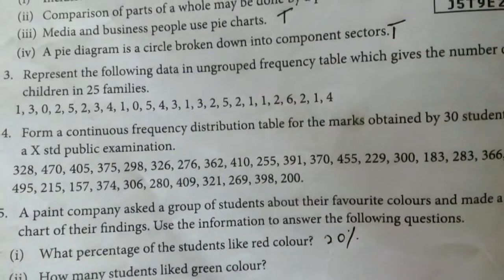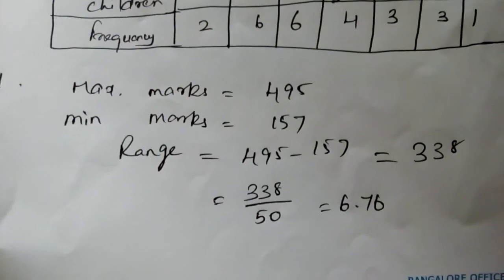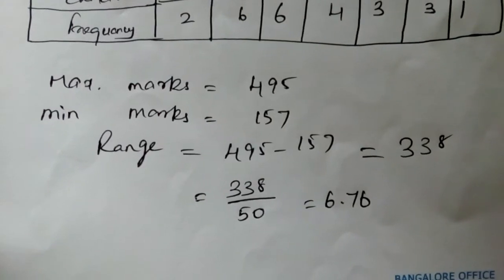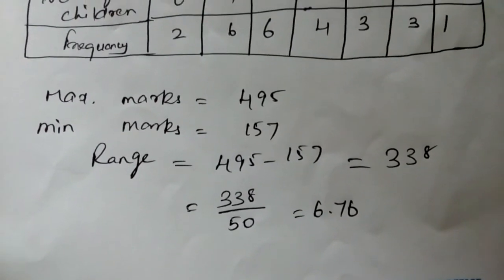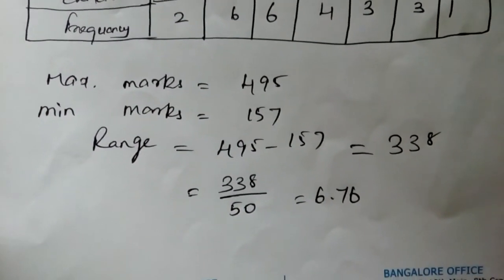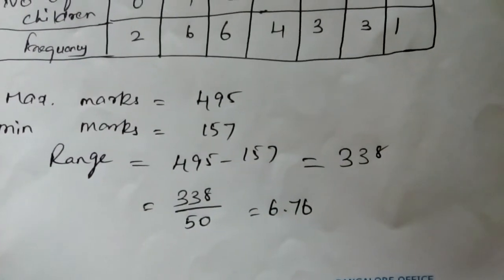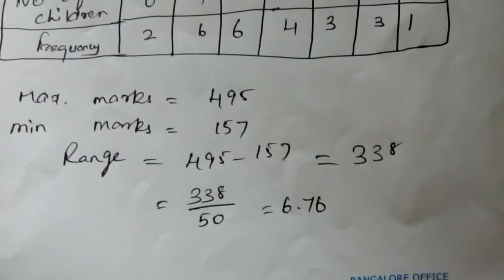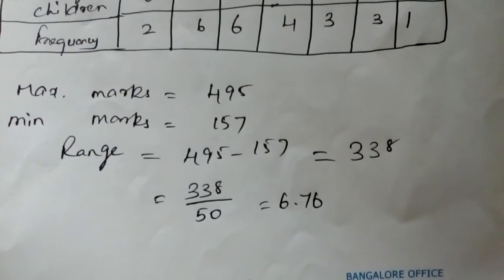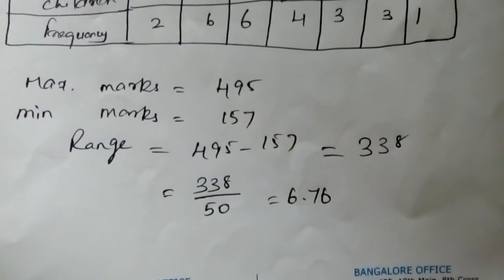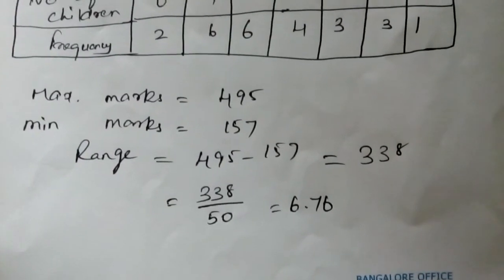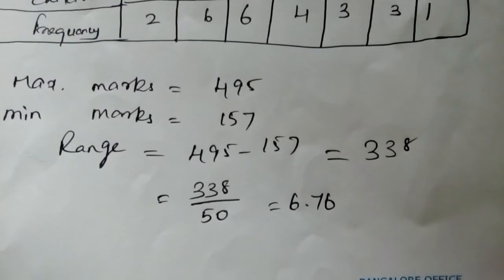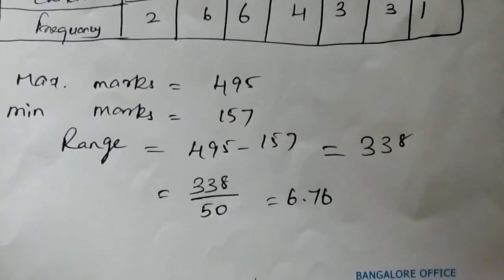Shall we see now? The maximum marks is 495 and the minimum marks is 157. When we get the range, we subtract the lower marks from the higher marks, so we get 338. That is our range. Then 338 by 50. 50 is the class interval I am going to use, because I am taking the class intervals with a difference of 50. So 338 by 50 gives 6.76.